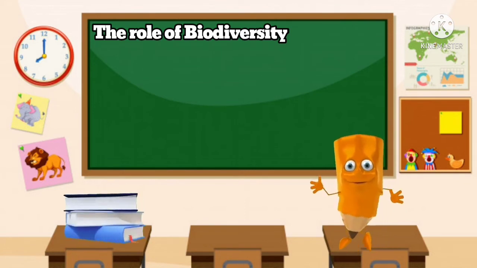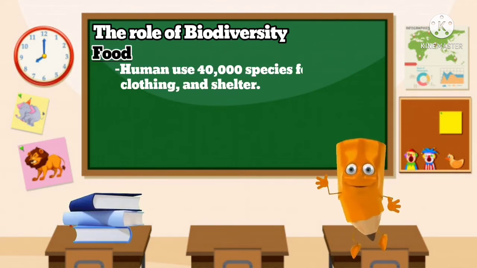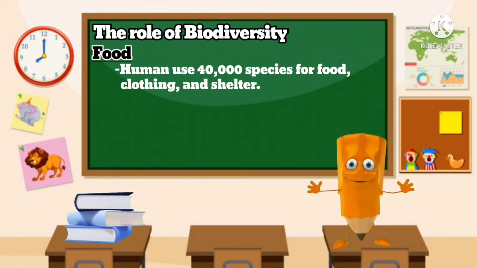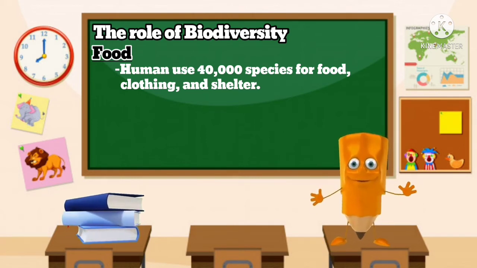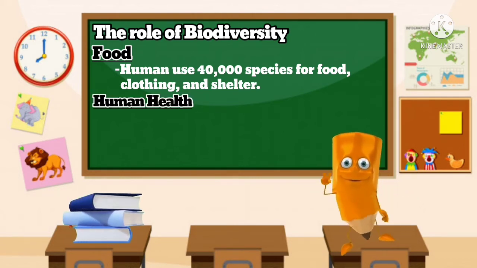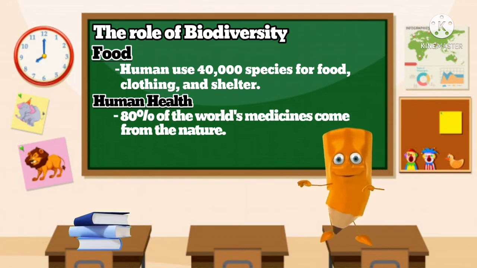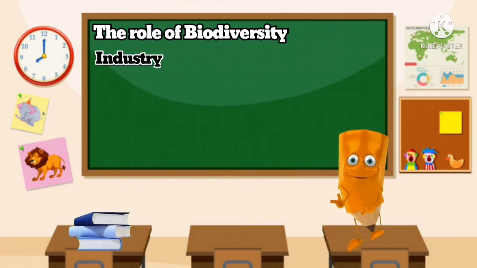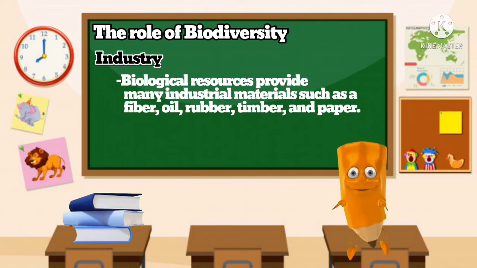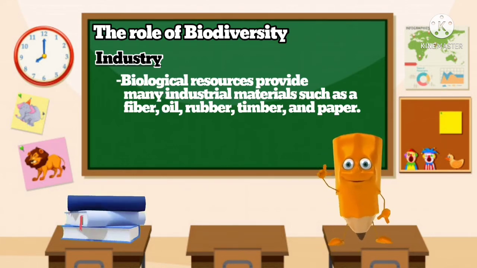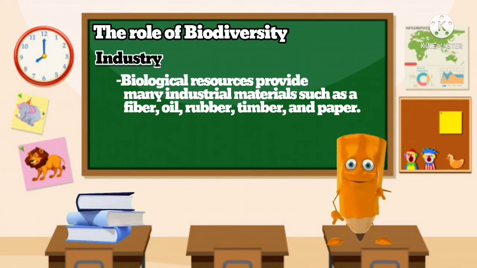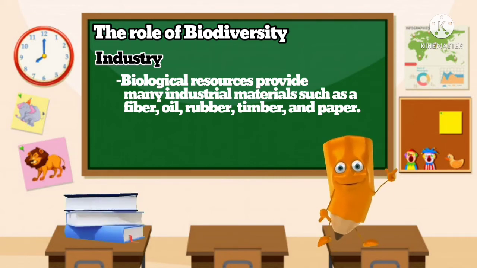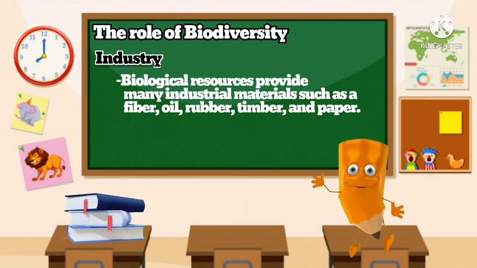Biodiversity plays a role in food. Humans use 40,000 species for food, clothing, and shelter. Second, human health. 80% of the world's medicines come from nature. Industry. Biological resources provide many industrial materials such as fiber, oil, rubber, timber, and paper.